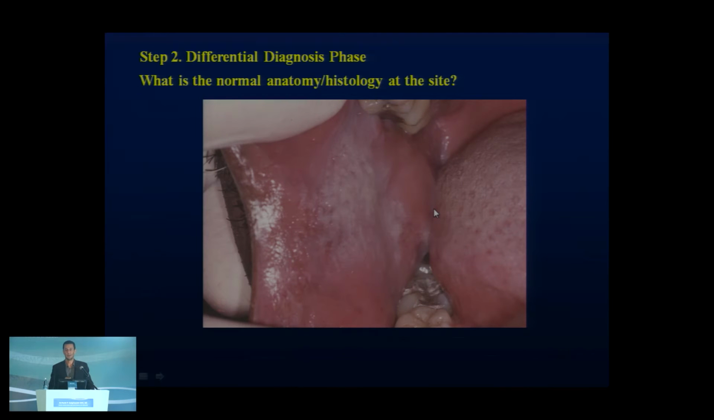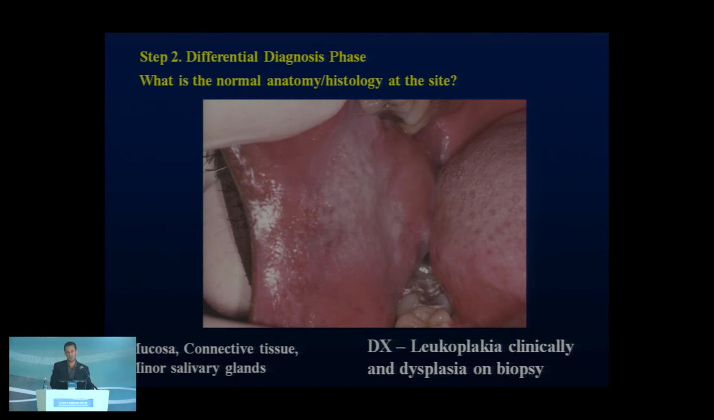We have a white plaque. What's the abnormality? Is it the mucosa or is it underneath the mucosa? It's the mucosa, right? It's the surface that's altered. It's the surface that's white. So all of your differentials for this lesion should be coming from surface anatomy. So you should say this is keratosis or leukoplakia or precancer or dysplasia, etc., because it's coming from the surface. You shouldn't say fibroma. You shouldn't say lipoma. There should be no differentials from the connective tissue. Okay? This was actually a leukoplakia clinically, dysplasia on biopsy.